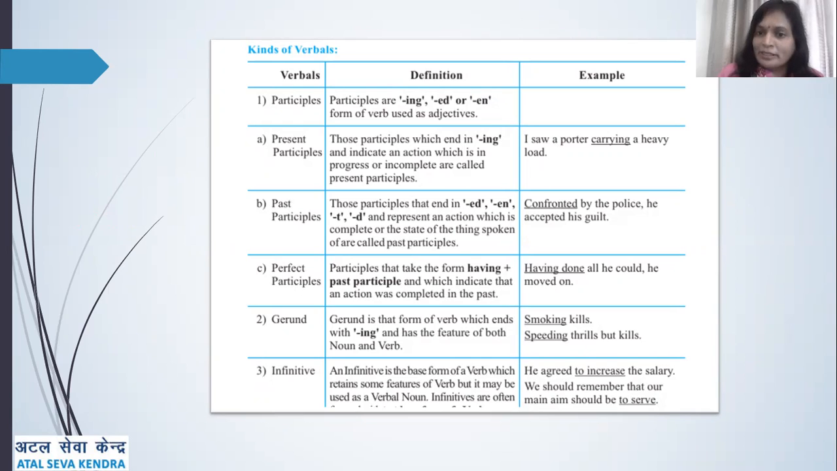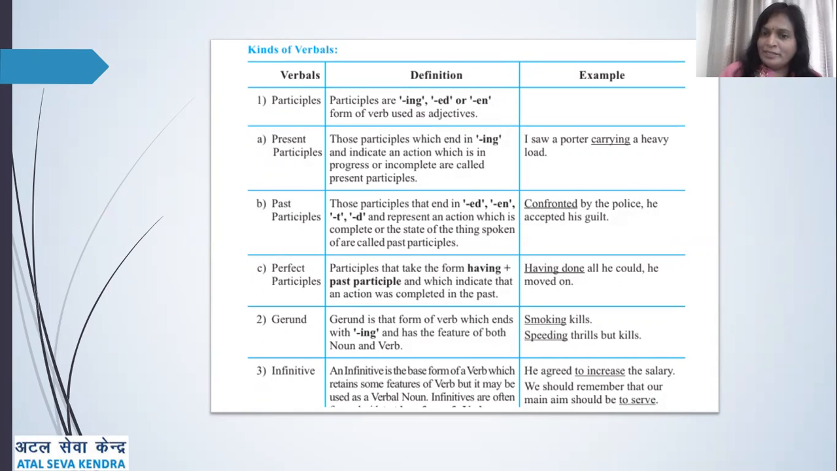I saw a potter carrying a heavy load. Carrying indicates an action which is in progress. It is incomplete, so it is a present participle. Past participles end in ed, en, t, d, and represent an action which is complete or the state of the thing spoken of.